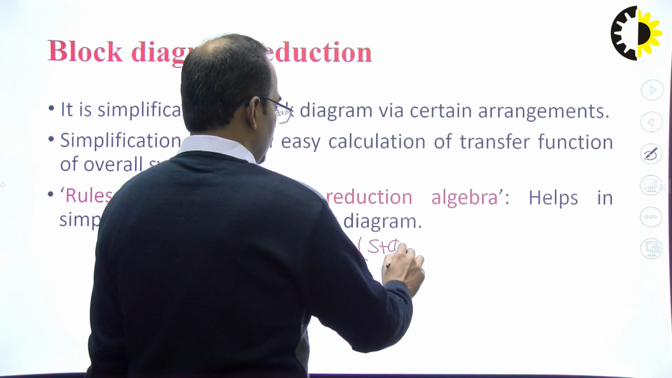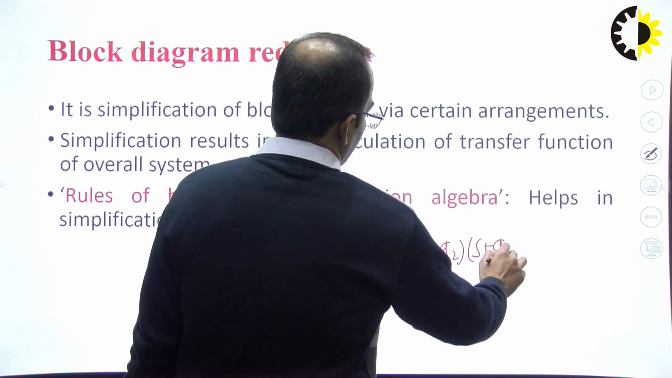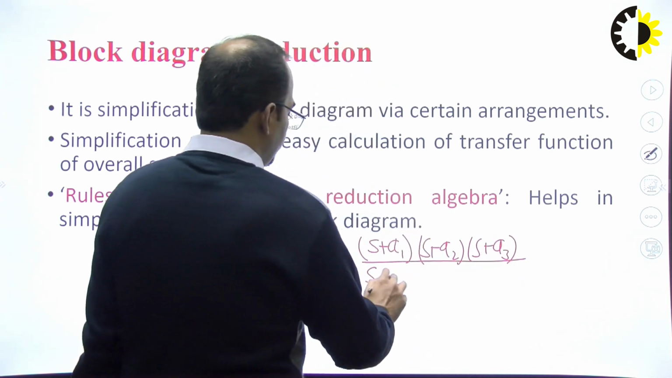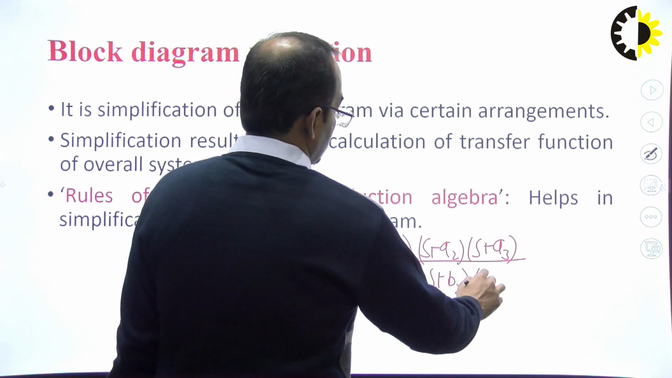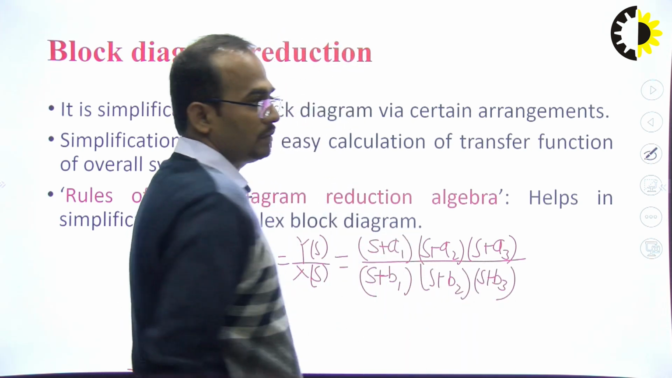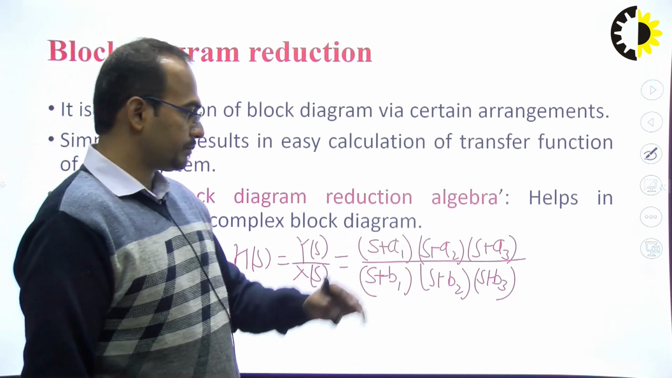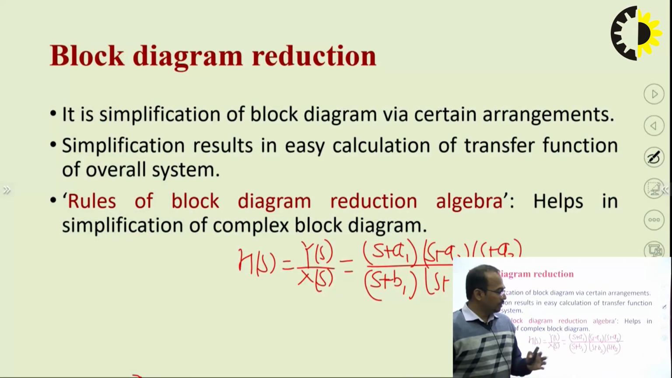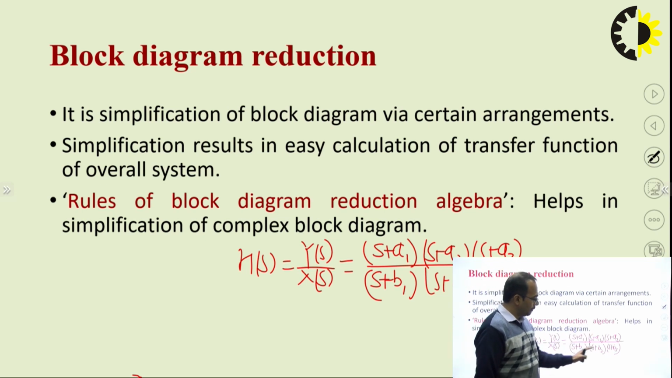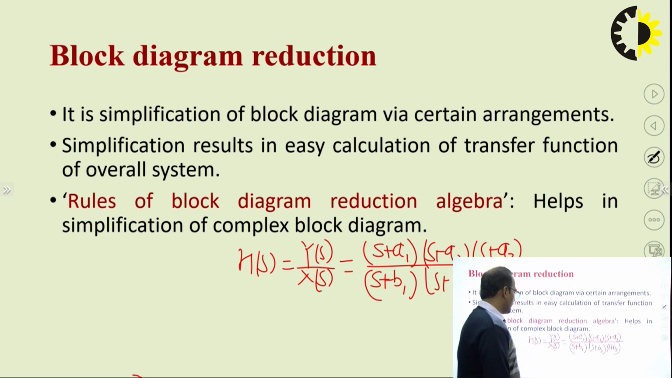You can write it like this: (S plus A1)(S plus A2)(S plus A3) upon (S plus B1)(S plus B2)(S plus B3). So, this is the transfer function, and from here we can define the poles and zeros. We can find the poles by making the denominator 0, and we can find the zeros by making the numerator 0.